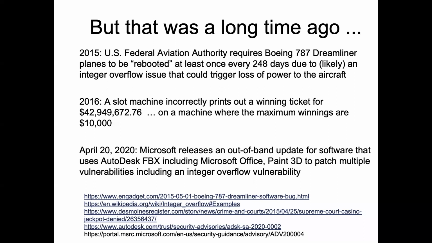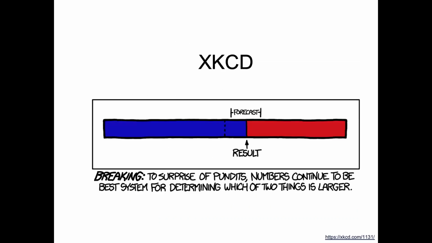There are a number of other problems that relate to flaws in mathematical calculations. The top one there, the 747 Dreamliner, was recommended to be rebooted every 248 days to correct for an overflow error. And there are other examples we can find where errors like this in calculation result in programs that either malfunction or where we have to work around known errors.